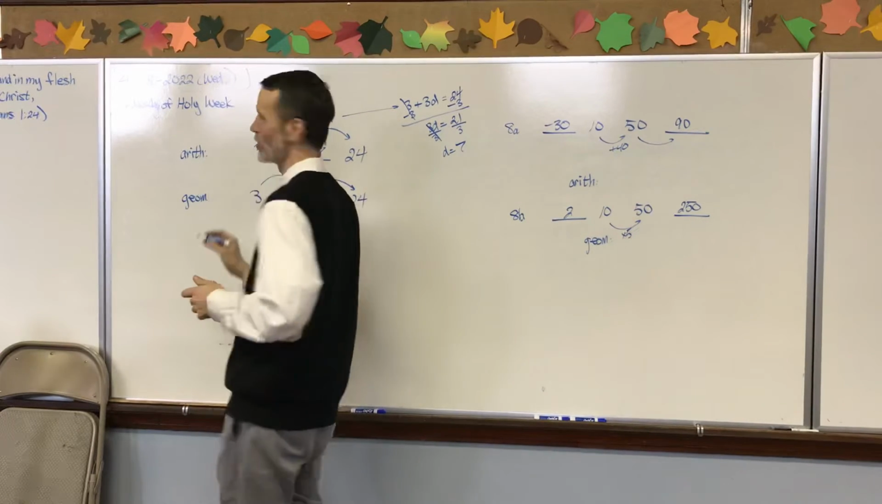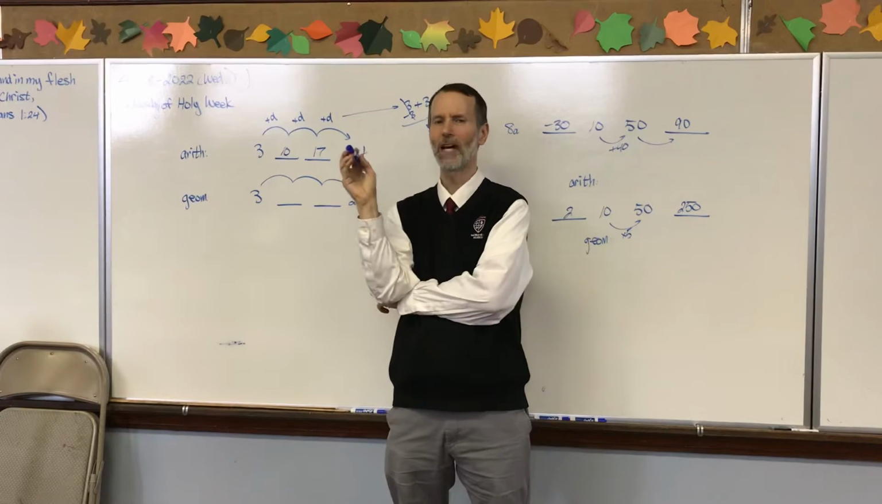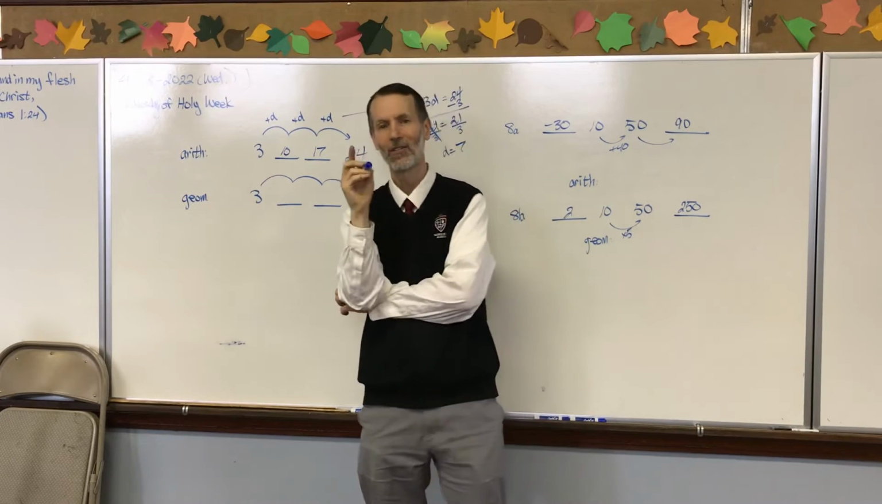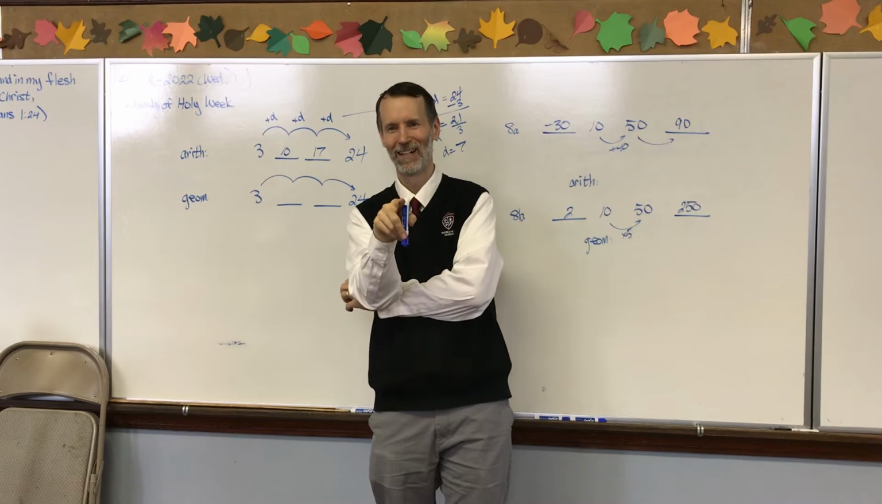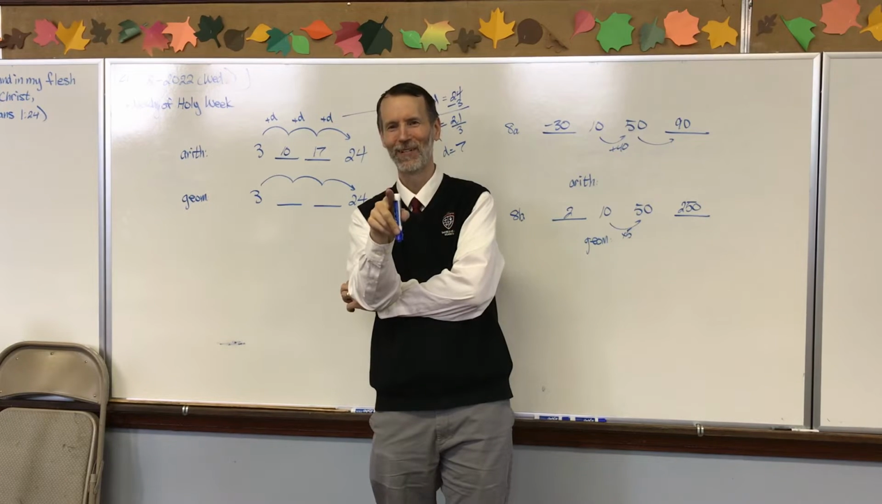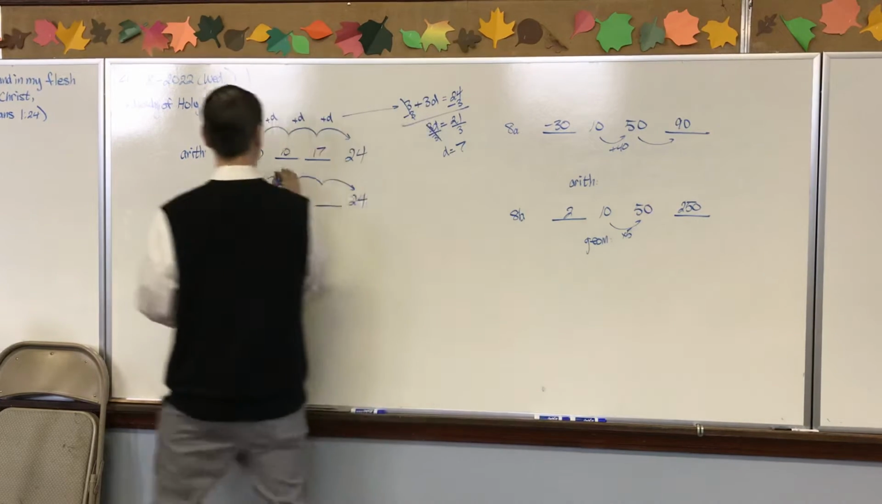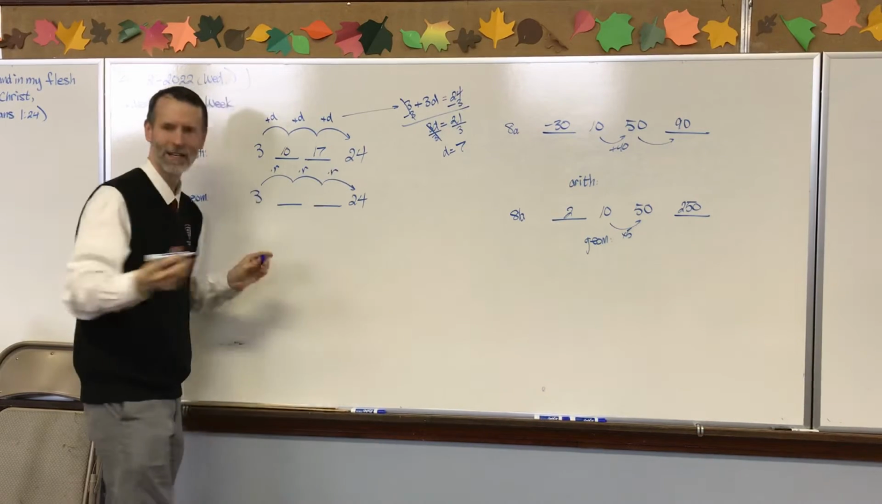It's still 3 jumps, but we're not adding. If we're multiplying, what letter do you call it, Jack? R. So times R, times R, times R. Does that make sense? Yeah.